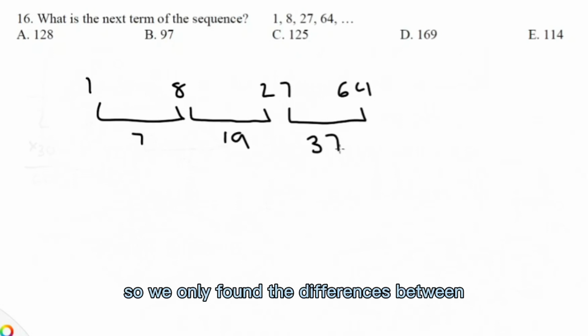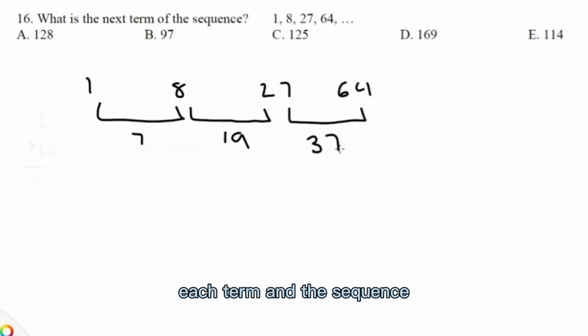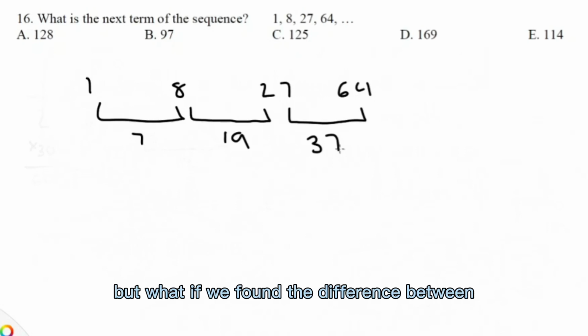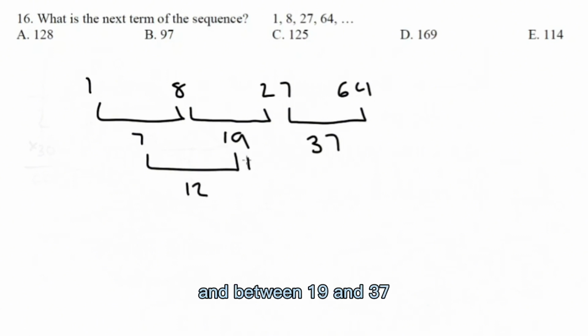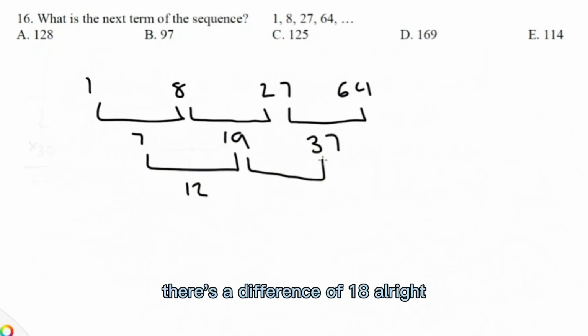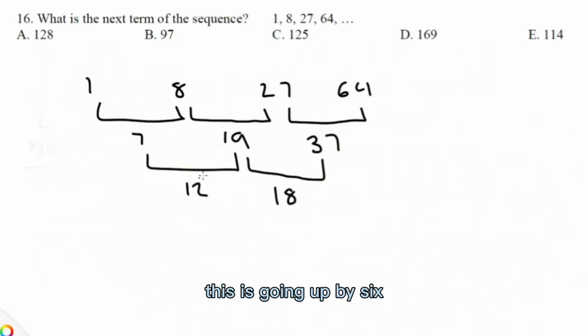So we only found the difference between each term in the sequence. But what if we found the difference between each difference? I know, sounds crazy, but let's do it. So between 7 and 19, there's a difference of 12. And between 19 and 37, there's a difference of 18. Alright, now we can see a pattern here. This is going up by 6.